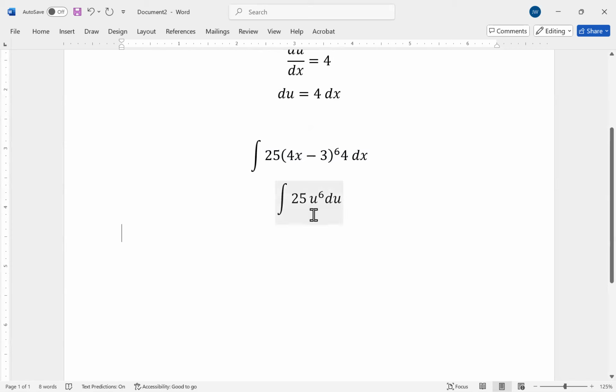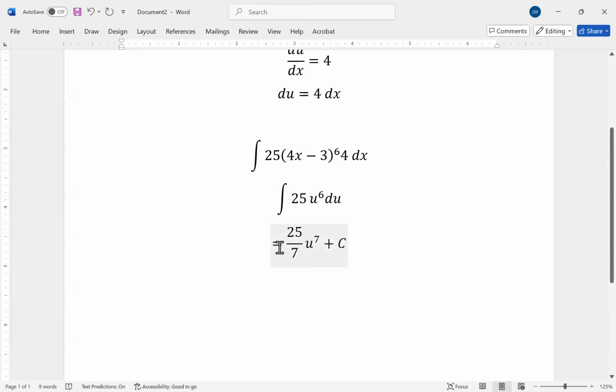Now here's the thing, u to the 6th, if I'm integrating with respect to u, then u is just the variable I'm using, and I can use basic rules for integration of u to the 6th. We know how to do that. We're going to go u to the 7th and then divide by 7. So we get 25 over 7 u to the 7th plus c as the integration there.